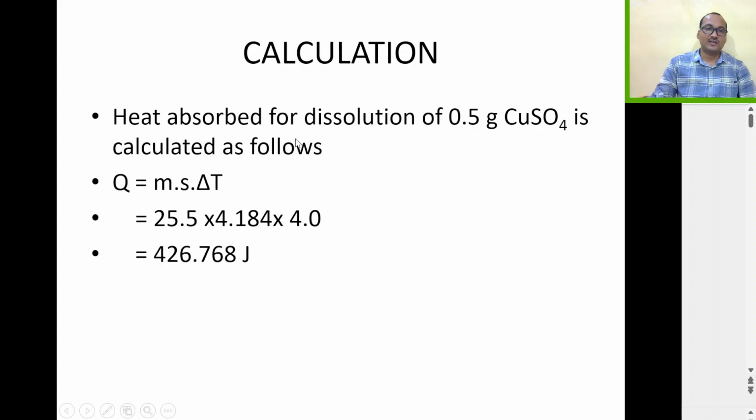So what is the calculation? So the heat absorbed for dissolution for 0.5 gram of copper sulfate is calculated as follows. Q equal to m s delta T. So m equal to 25.5, s equal to 4.184, and delta T is 4 degrees Celsius. So it is found to be 426.768 joule.